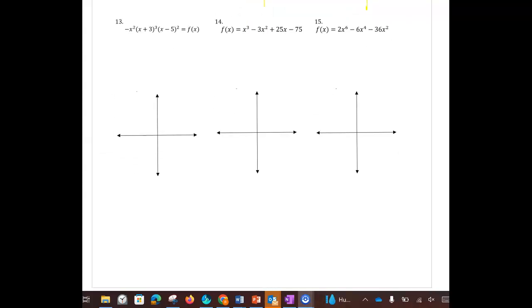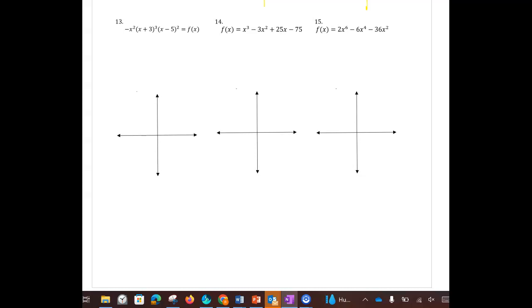All right, so these three problems are from our most recent chapter. In order to graph something like this, I need to know the shape, the y-intercept, and the x-intercepts. The first two are in factored form, and that's the nice thing about it: I can find the x-intercepts super quick.